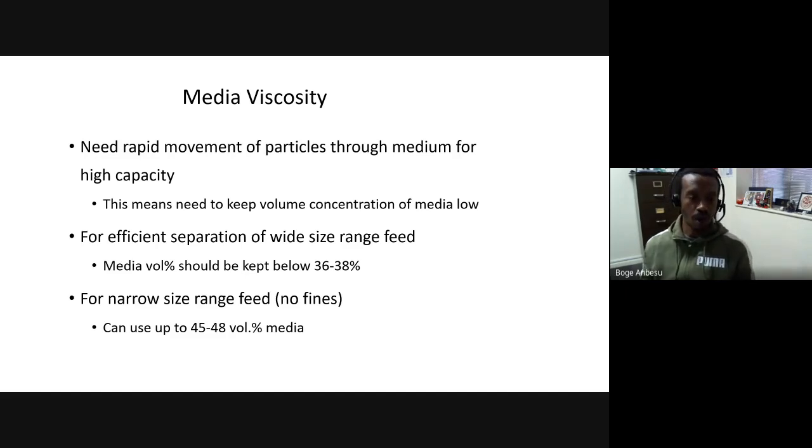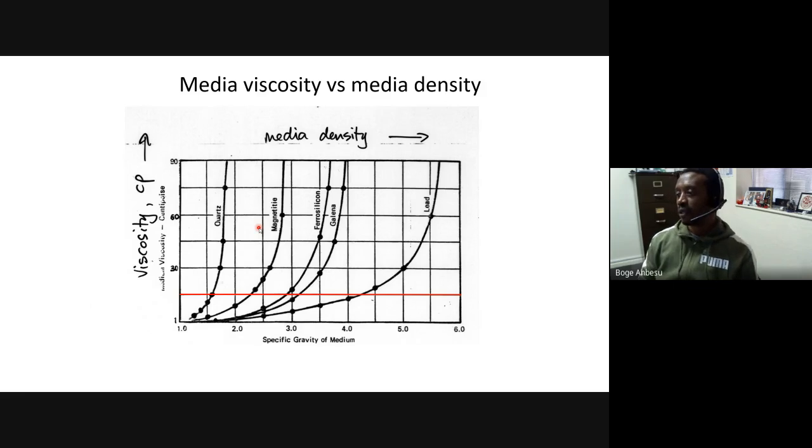Are you feeding a wide range, which includes fine particles, intermediate and coarse particles as a feed, or is it more restricted to only coarse particles that you are feeding? Or is it only fine particles that you're feeding? So depending on those, you could also have different variations in volume of the media itself in the separator, and that can be used to optimize the separation process as well.